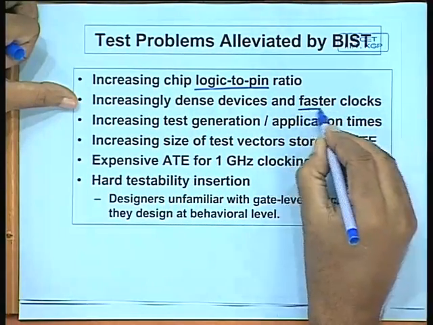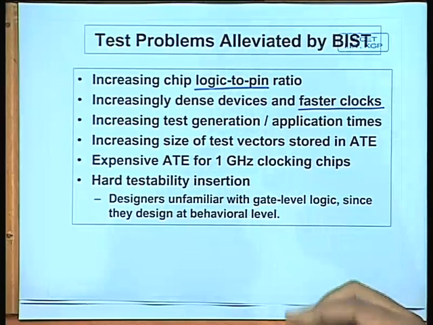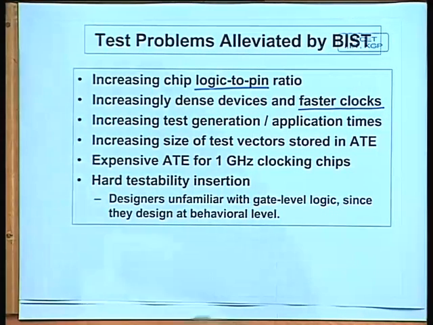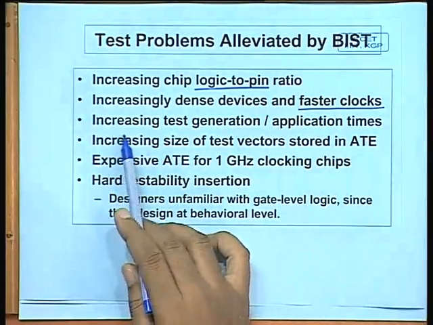A related point is increasingly dense devices and, of course, faster clocks. This is one important issue. Nowadays, we run circuits at much higher clock frequencies, but in techniques like DFT scan path, we really do not test the circuit at its full speed, because we need to scan in the data in the scan chains and only then can we apply a test vector and see the output. So, the frequency at which we actually operate the circuit is much lower than the intended operating frequency. But in BIST we can do the testing at the actual fast clock rate.